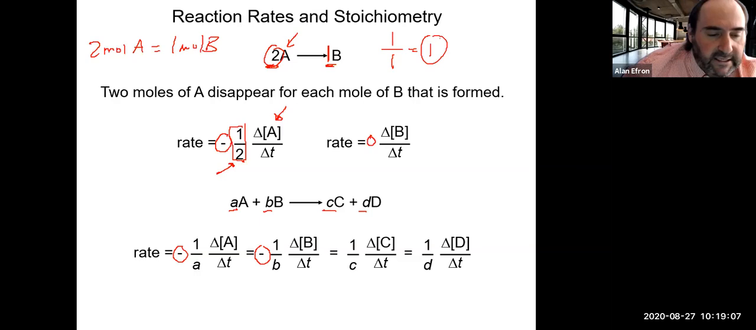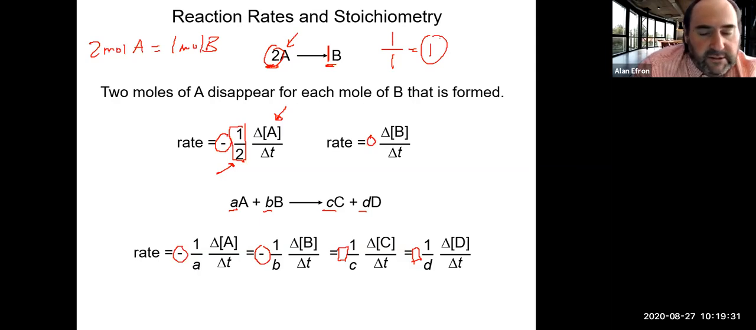Now, when we get to C and D, we're on the product side. So as we've been talking about, we would expect it to be increasing with time. And we have 1 over the coefficient for C, change in concentration of C over time, and 1 over D, change in D over time. Again, both of these here are positive because they should be increasing with time.